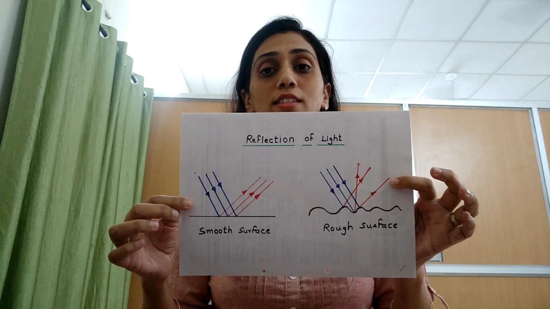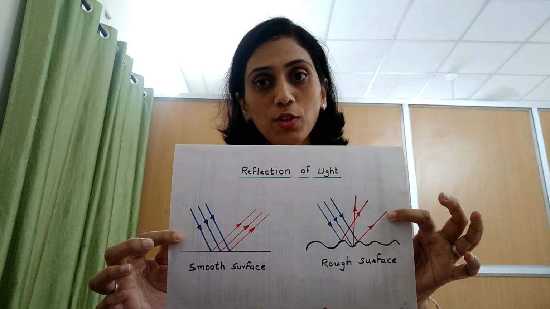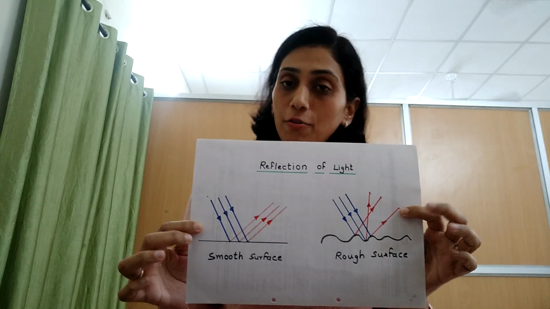Now there are two types of reflections. So we can see what these two types are. One of them is called regular reflection and the other is called irregular or diffuse reflection, right? So what is the difference between a regular reflection and a diffuse reflection?